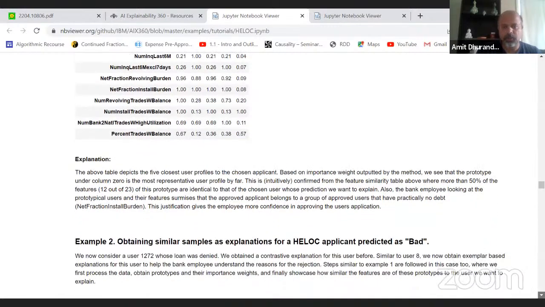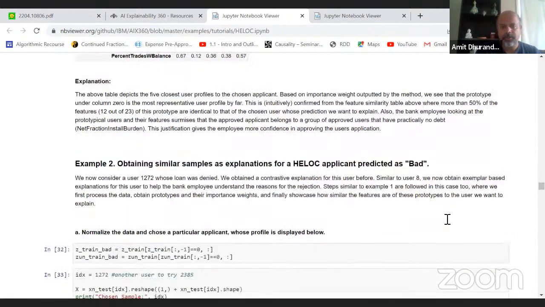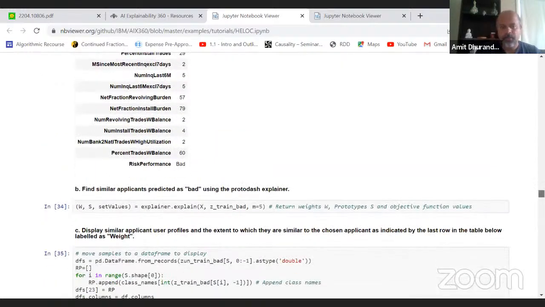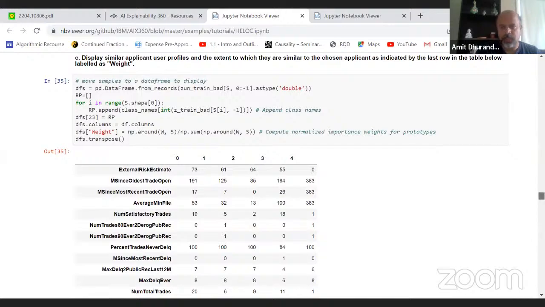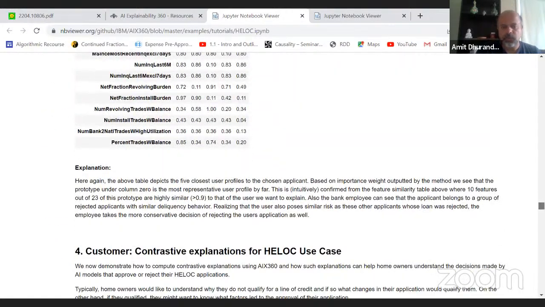But the point is that you would get an explanation saying that there are other people, where sometimes 12 out of those 23 features are exactly the same and others are close, who have had loan approval. So maybe it's safe for you to also approve, or maybe it's not safe. Either way, you can make a decision based on this. And you can do the same thing for someone whose loan is denied. And yeah, so that's that.